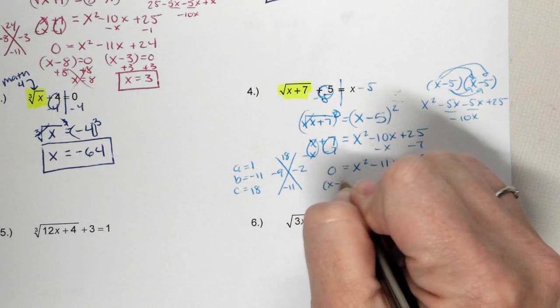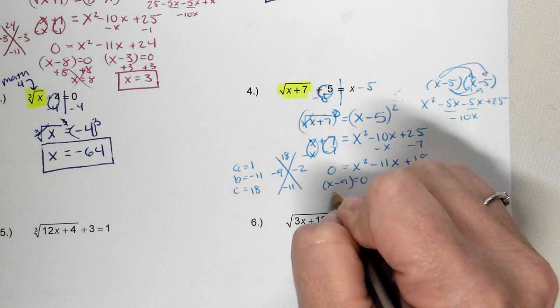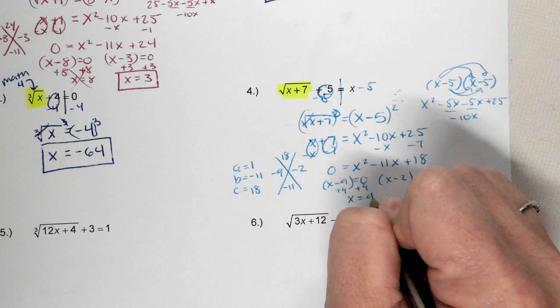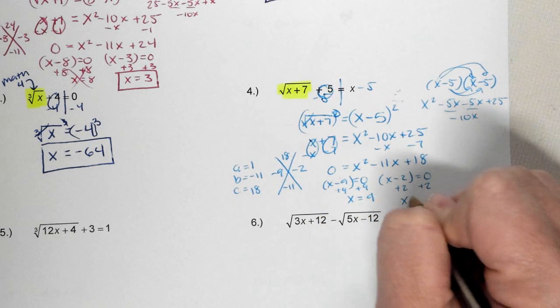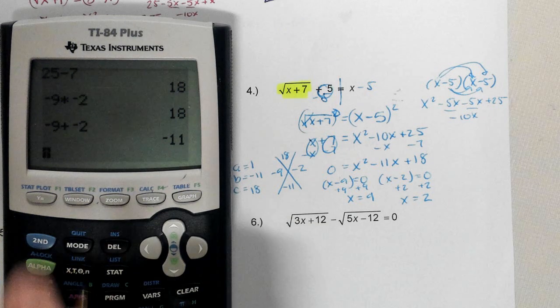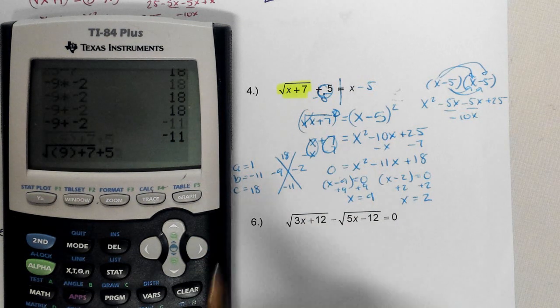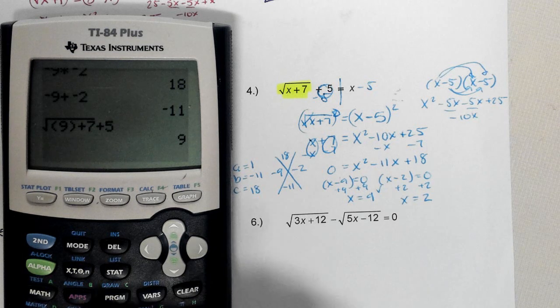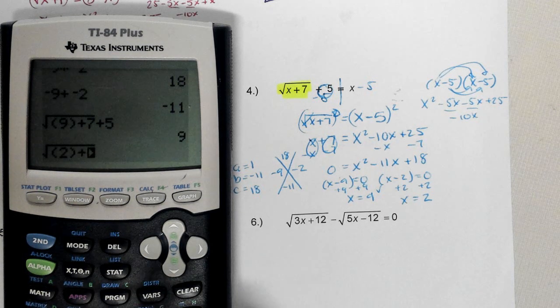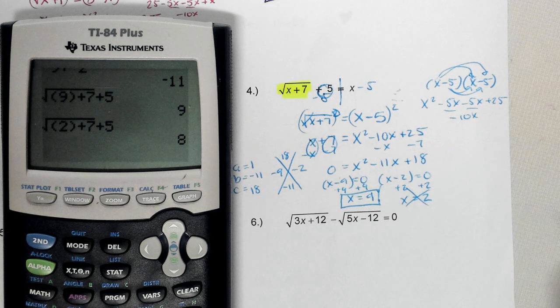So remember, we have x minus 9, x minus 2, and we set them both equal to 0 and solve. So plus 9, x equals 9, plus 2, x equals 2. And we're not done. We have to check our work. So we plug it into the original, so square root of 9 plus 7, and then plus 5, and that should equal x. Well, x is 9, so does this equal 9? Yes. Therefore, this works. Square root of 2 plus 7 plus 5. That did not equal x, which is 2, so that is not a solution. So x equals 9.